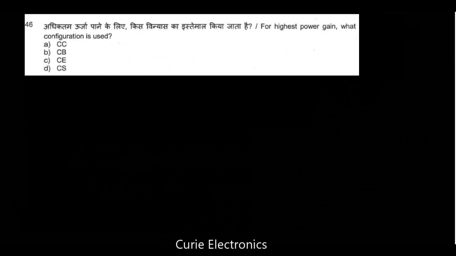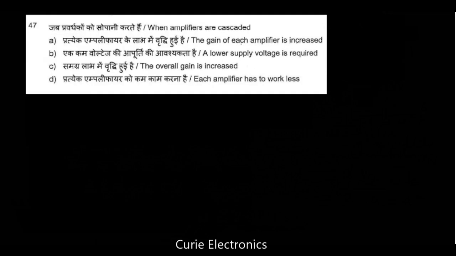For highest power gain, what configuration is used? For highest power gain, we use the CE, common emitter configuration. When amplifiers are cascaded, the gain of each amplifier is increased? That is not possible. Each amplifier remains the same. A lower supply voltage is required? That is also not. The overall gain is increased. To increase the overall gain only, we cascade the amplifiers.